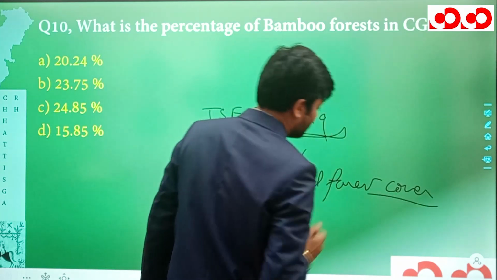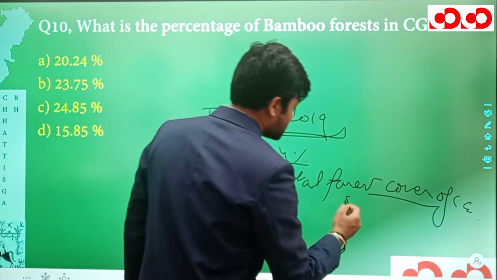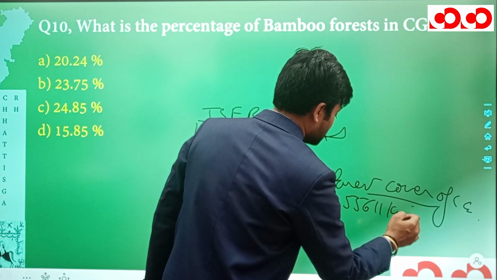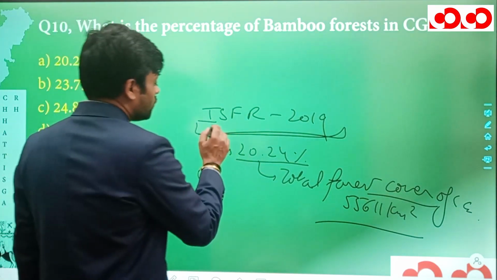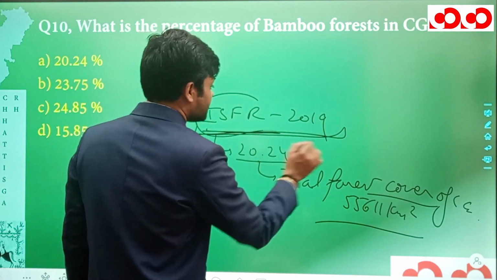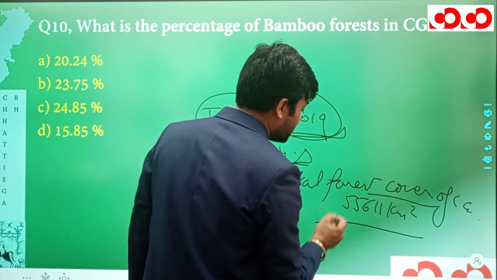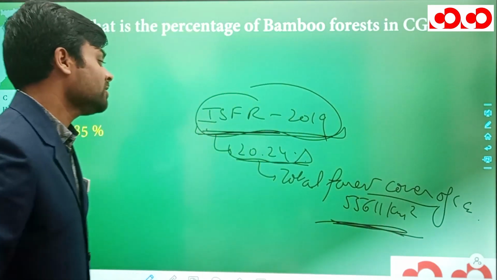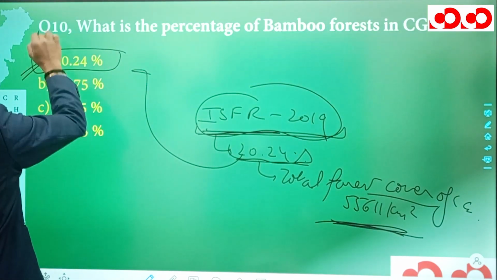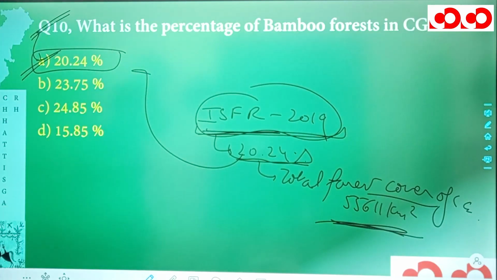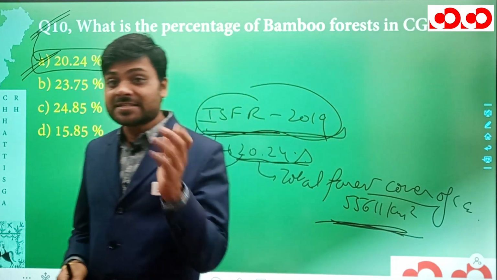forest cover of Chhattisgarh, wherein total forest cover of Chhattisgarh is given as 55,611 square kilometers. So the total bamboo forest in Chhattisgarh according to ISFR 2019 is 20.24% of total forest cover of Chhattisgarh, and total forest cover is given as 55,611 square kilometers. Now this 20.24 is actually given in option A, and hence this option A is going to be the correct option for our 10th question. So these were some of the important questions from the topic climate and forests in Chhattisgarh.